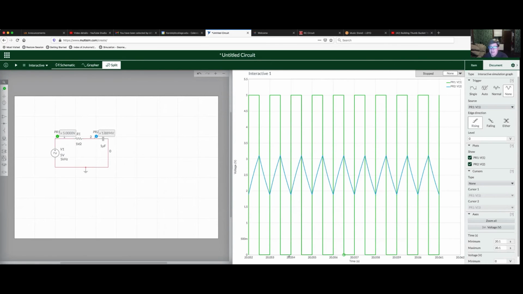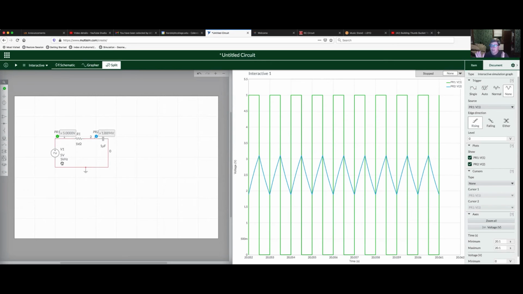And if you notice right here, here's the beginning of one of them, right? It's going to turn on right here. That's at 20.054 seconds. And then it's going to stay on, and then it's going to go off. And then again, it's going to turn on again 1 millisecond later, right? That's because the frequency here is 1 kilohertz.